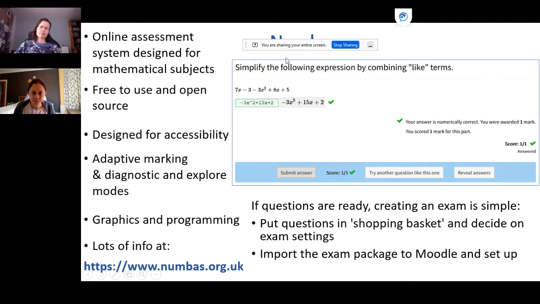But basically, if the questions are set up, creating an exam is really simple. You select the questions you want, put them in your shopping basket, decide on exam settings, like I was describing above, timing, do you want a password, etc. You can then export it and then import the exam package to Moodle and set up the gradebook. It's a SCORM package possibility, and you can set it up so that the results go directly into the Moodle gradebook.